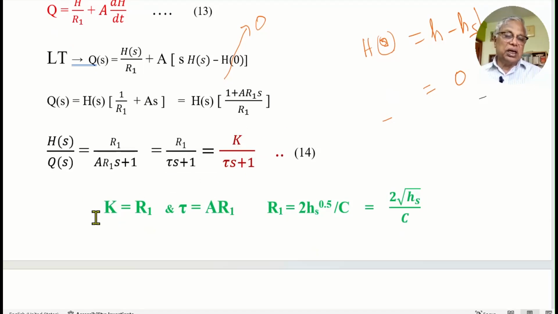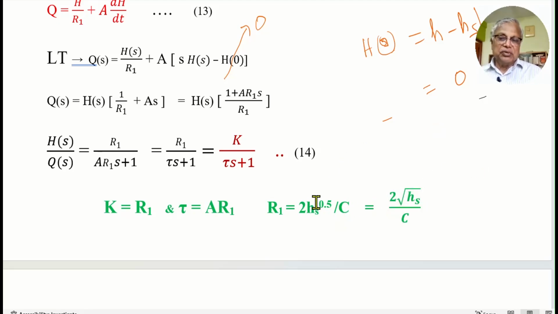Well, now what is K? K is equal to R1 and tau equal to AR1, right? Tau equal to AR1. Well, that's the transfer function of this tank with a nonlinear relationship. Now coming to a more important point. If you look carefully into this R1 and tau, gain and time constant, what do you see? What do you find?